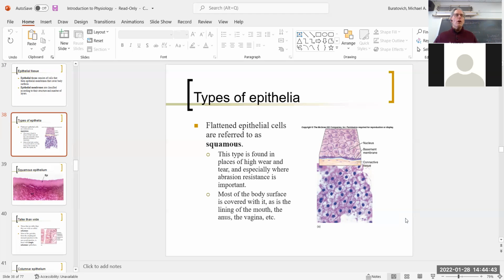Other places too, we can think of places, ladies, your birth canal, that's going to undergo big time stretching when you give birth to your children. That area is squamous.